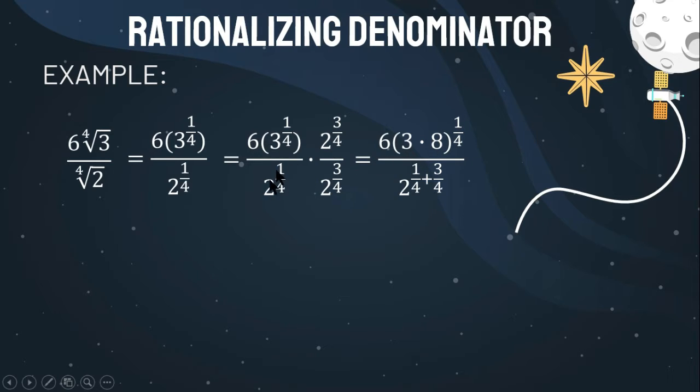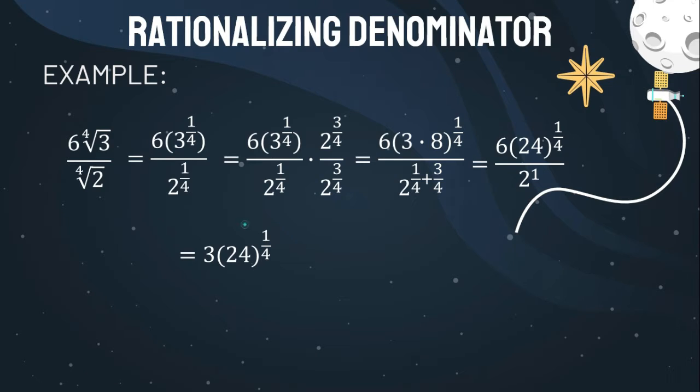And then the denominator, 2 raised to 1/4 plus 2 raised to 3/4. So 1/4 plus 3/4 is equal to 1. And then 3 times 8 is equal to 24. So I divide 6 by 2. 6 divided by 2 is equal to 3. And then 24 raised to 1/4. I converted this rational exponent to radical expression. So the final answer is 3 and the fourth root of 24.